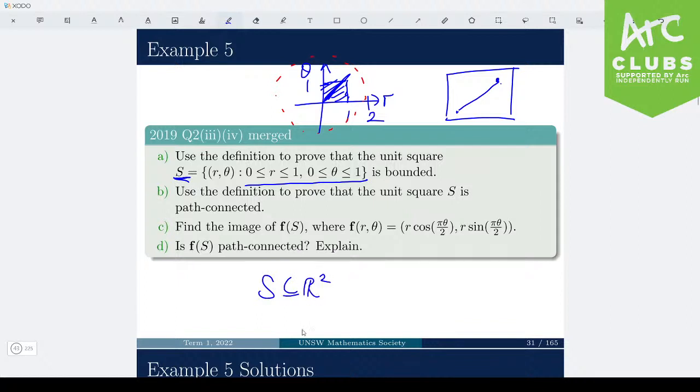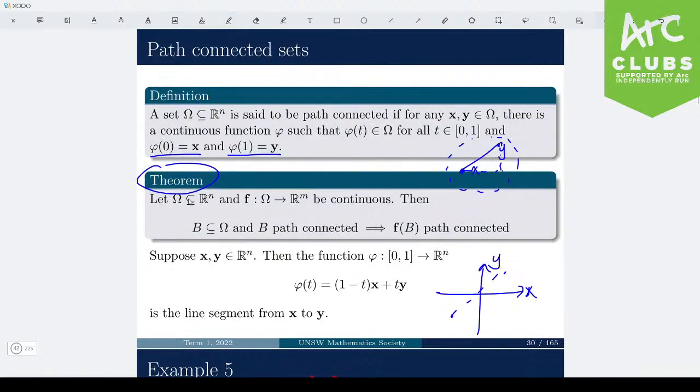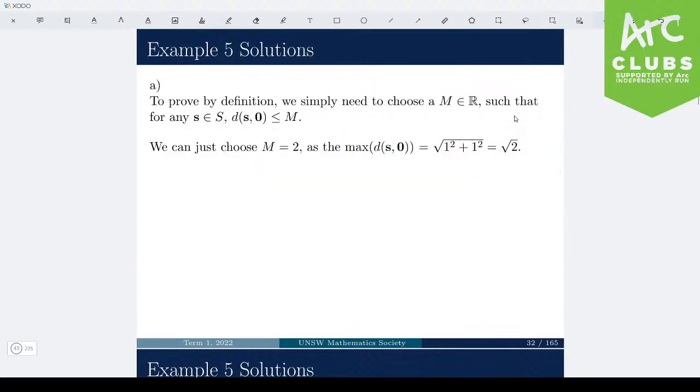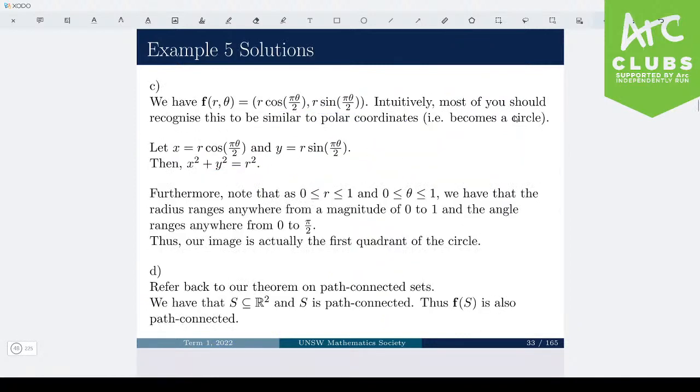So we have that S lies within our larger omega set, and furthermore, S itself is path connected. Therefore, F(S) is path connected. So we just make reference to that theorem, and we're done. We have S is within R squared, and S is path connected, so F(S) is also path connected.